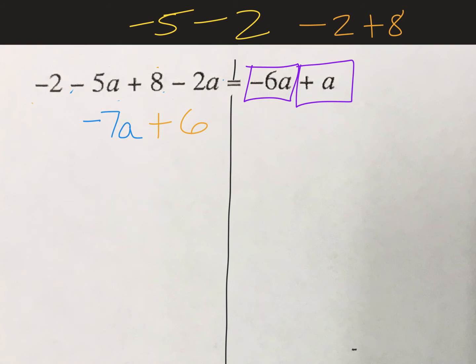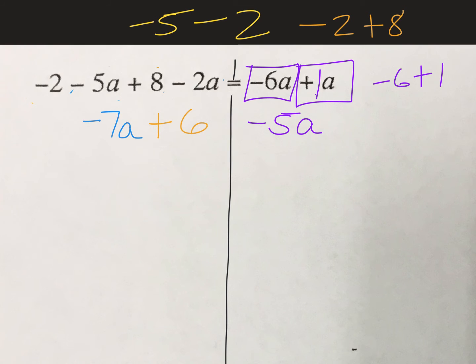They both have an a, which means you can combine them. There is technically a 1 in front of that a. Whenever you don't see a number in front of a variable, that means there's just one of them. So again, if number sense is a little bit of a struggle for you, you're going to put in your calculator negative 6 plus 1, and that will get you negative 5. So negative 6a plus a is negative 5a.